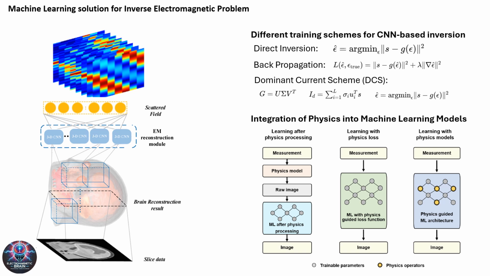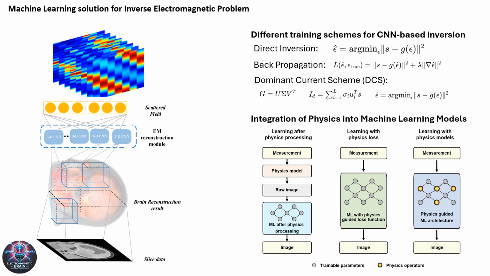In addition, a key aspect of the artificial intelligence-based approach is how physics is incorporated into the ML models. Three strategies are highlighted, as shown on the right side of the slide. One, learning after physics processing. In this approach, physics-based models are used to pre-process the input data for ML models, ensuring that the data passed to the neural network is physically meaningful, which can guide the model toward more accurate solutions.